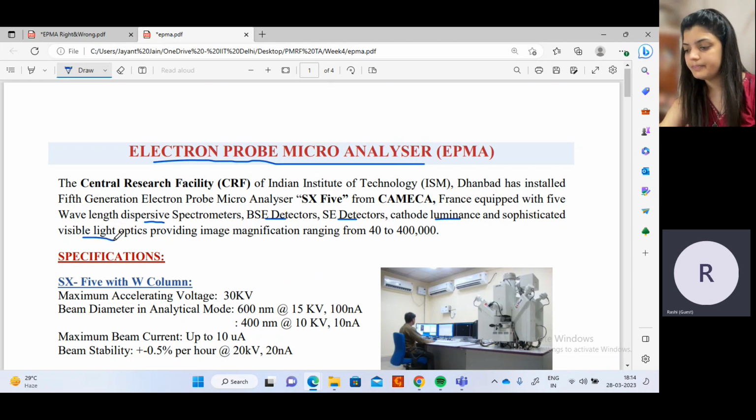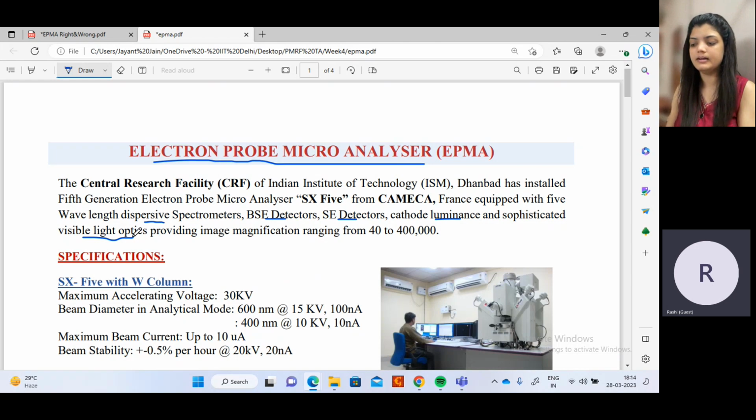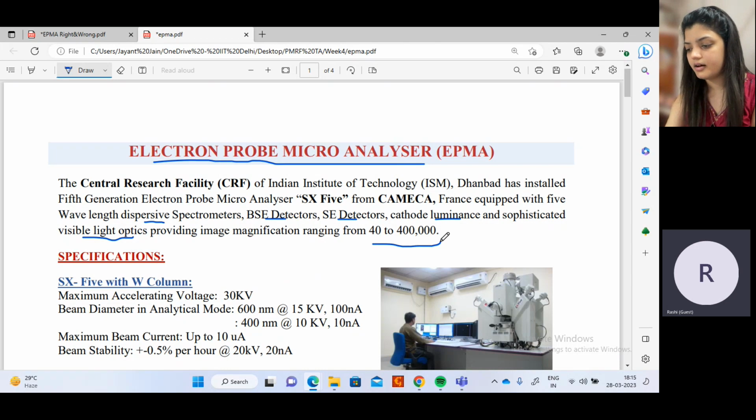In this, we'll be able to see the image in optical. That is how you see an optical image, and then you can choose which area you want in optical as well. Then you can do the analysis with whichever detector you want, on a particular area, which you will be able to identify easily using the optical microscope. The magnification is from around 40 to 4 lakh.